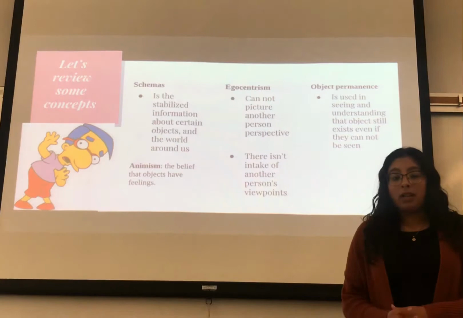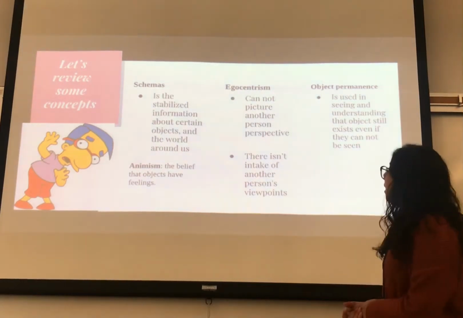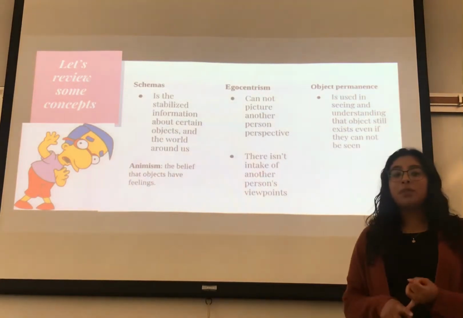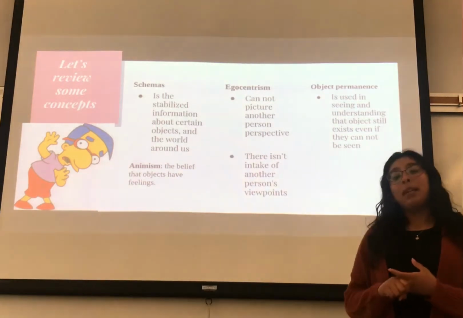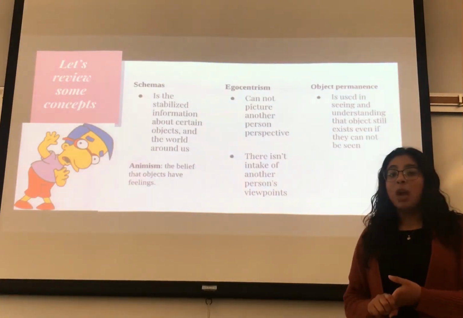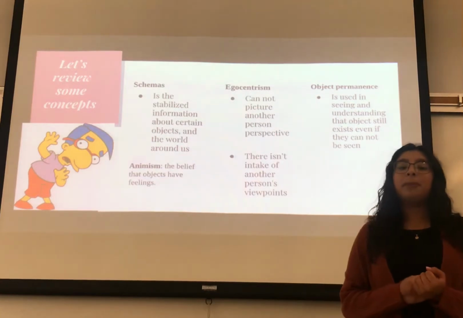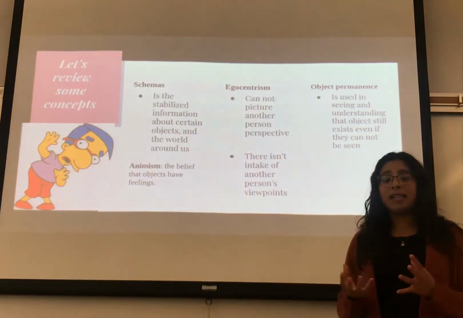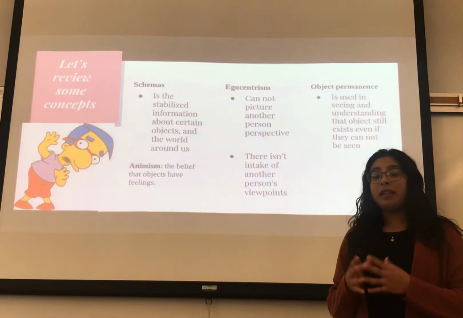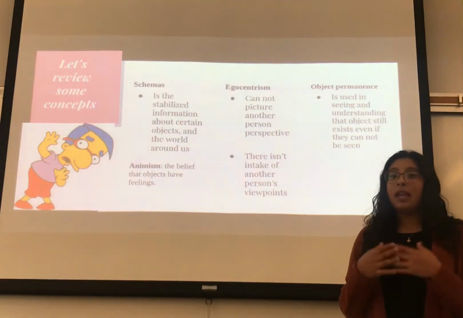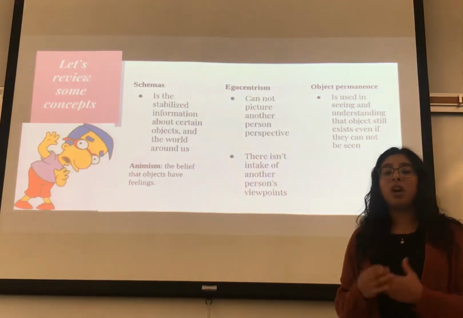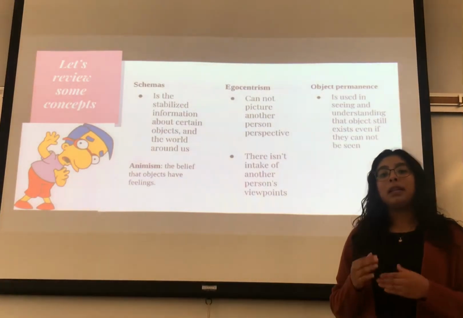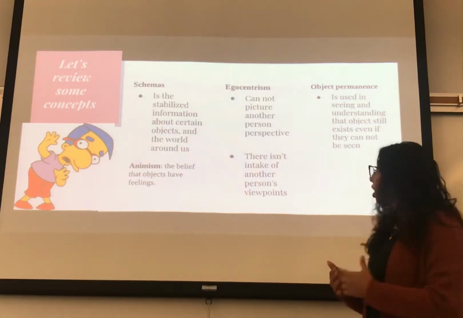So let's review some concepts before we start. At first, schemas are the stabilizing information on certain objects and the world around us. We have animism, which is basically placing emotions into certain objects. We have object permanence: when we play peekaboo with children, they believe that the object is gone when in reality it is still there. So object permanence is the ability to see that things exist even when they're gone.